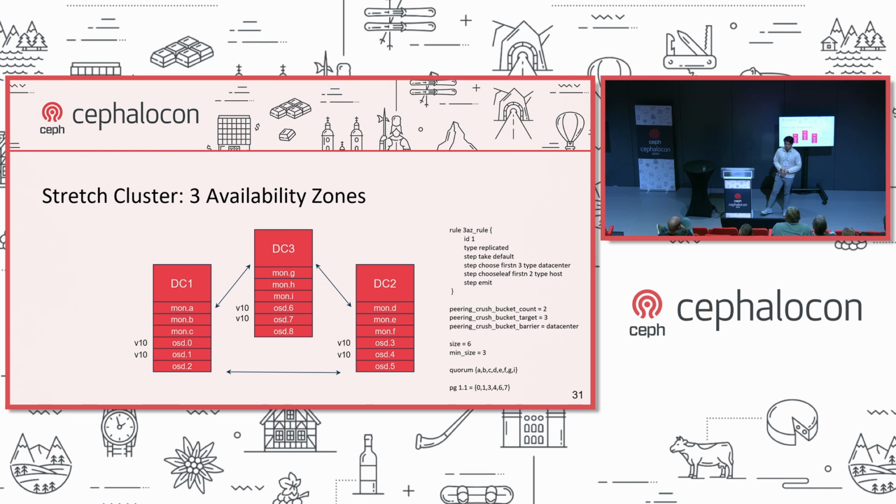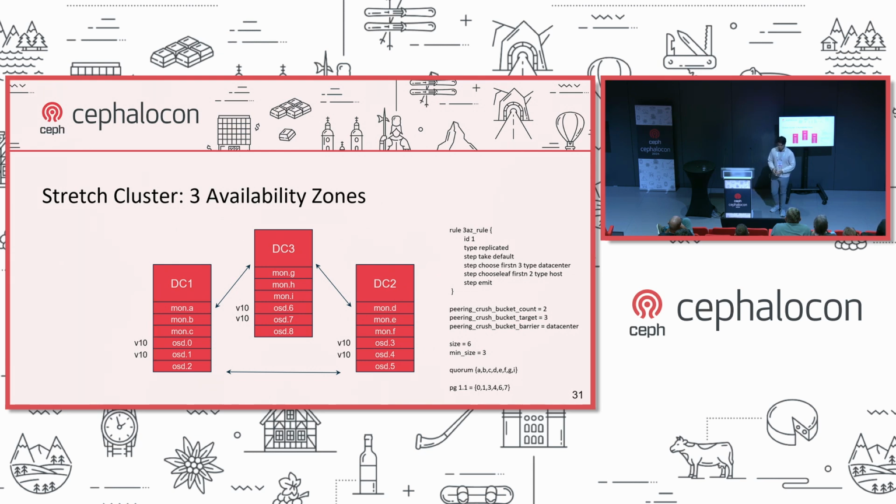So here, let's talk about the rules first. The rules are slightly changed, where you choose 3 data centers and write 2 copies into each data center. So the size of this cluster is 6. The pool size is 6, the min size will be 3. And for quorum, we'll have A, B, C, D, E, F, G, I, and PG 1.1 will have a size of 6.